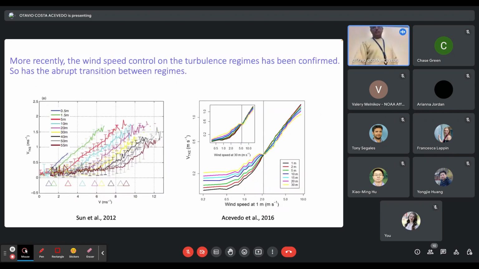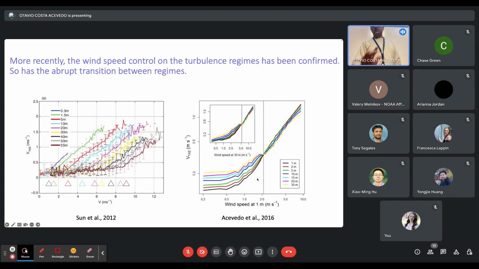Then there is the paper by Jay Lunsun in 2012, the famous hockey stick, showing a relationship between turbulence, given by the square root of the turbulent kinetic energy, and the wind speed. What they show is that turbulence increases a little bit with the wind speed up to a threshold, and then it starts increasing more steadily. And this threshold would mark the regime transition.